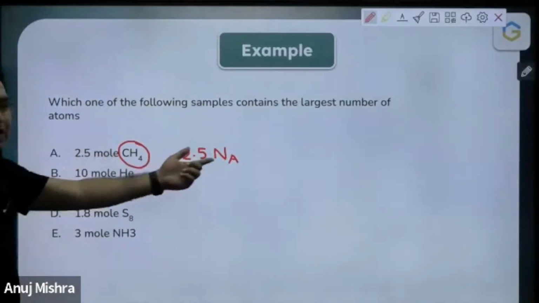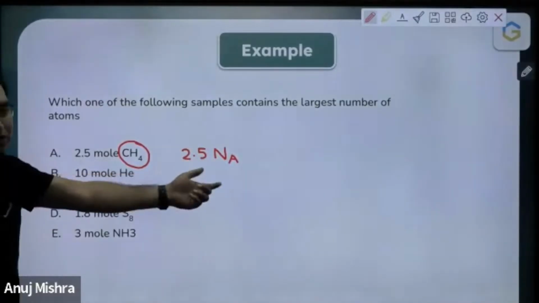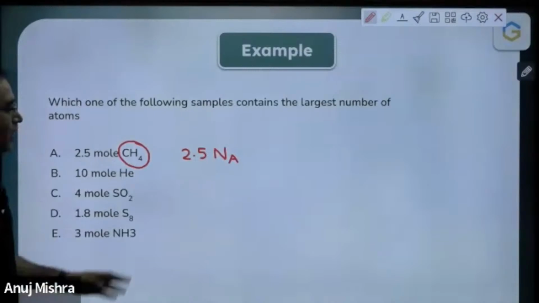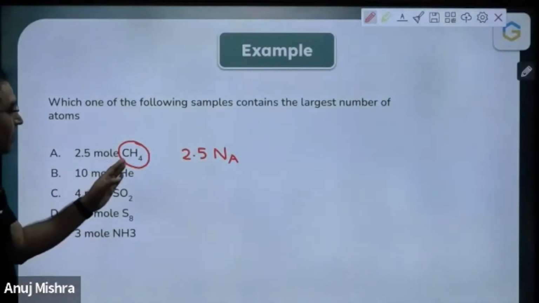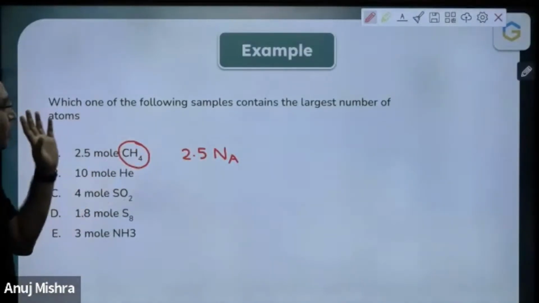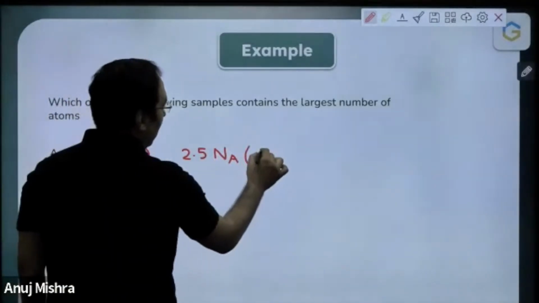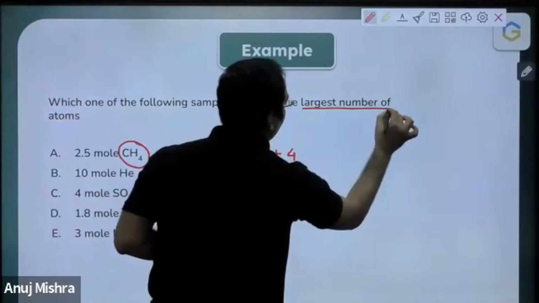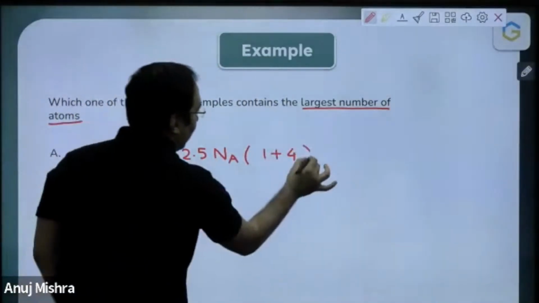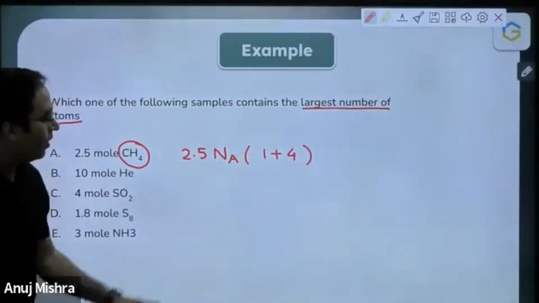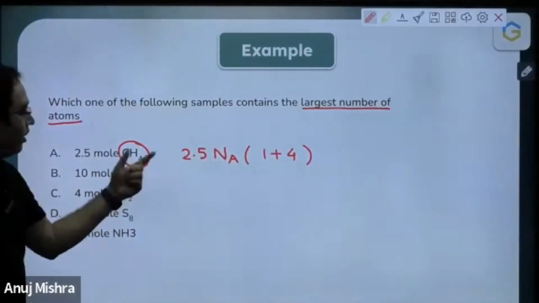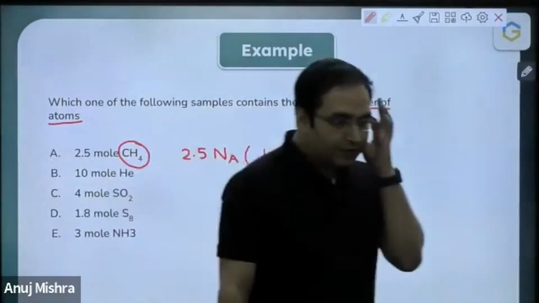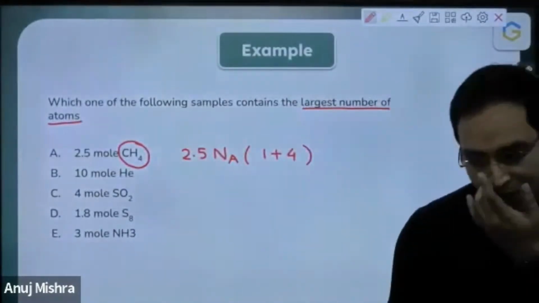2.5 into Na. Na का number लिखना चाहो तो लिख लो आप. It's up to you. You want to write 6.022 into 10^23, that's also okay. But I prefer writing this because that saves time. So I'll write 2.5 into Na, and then CH4 has 1 carbon and 4 hydrogen. So क्या करोगे? आप करोगे 1 plus 4. हाइड्रोजन पूछा है, टोटल नंबर ऑफ एटम्स पूछे, तो मेरे को कार्बन और हाइड्रोजन दोनों ऐड कर देना चाहिए. This is number of molecules. Each molecule has 1 carbon and 4 hydrogen. Please complete it. Try to answer and try to do for other cases also.